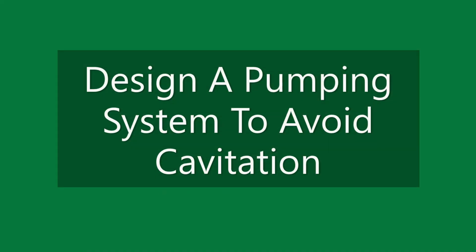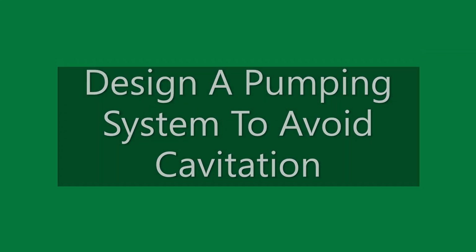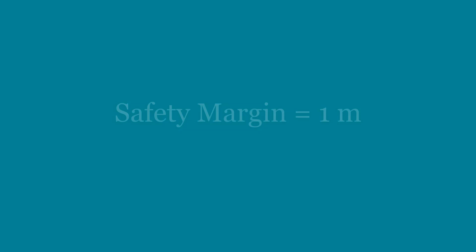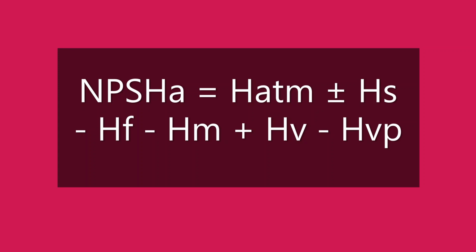In the pumping system, we try to avoid the cavitation by designing the pump suction piping arrangement in order to have enough NPSH available as compared with the NPSH required. This can be done by the formula NPSHa minus NPSHr greater or equal to 1. In this formula, the safety margin is 1 meter. NPSH available can be calculated using the following formula.